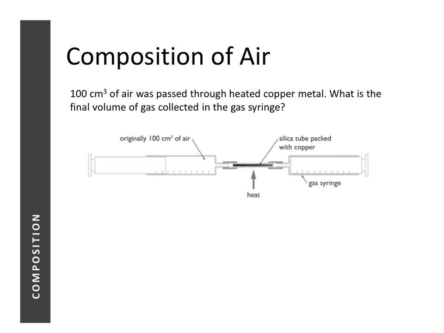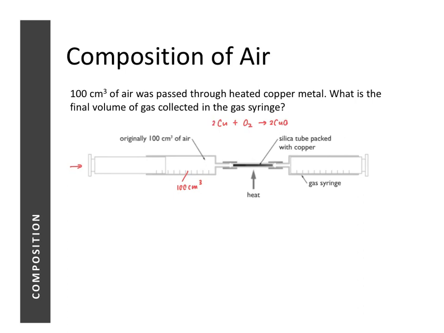Now, this is an example of an MCQ question related to air. So over here, what is happening is that we have 100 centimeter cube of air in the syringe on the left, and by applying a force on the plunger, we're going to force this 100 centimeter cube of air through a heated tube packed with copper. To solve this problem, we need to ask ourselves what happens when air passes through copper at a high temperature. The reaction that you need to recall is that copper will react with oxygen to form copper(II) oxide. So what this reaction does is that it will remove oxygen from the air.